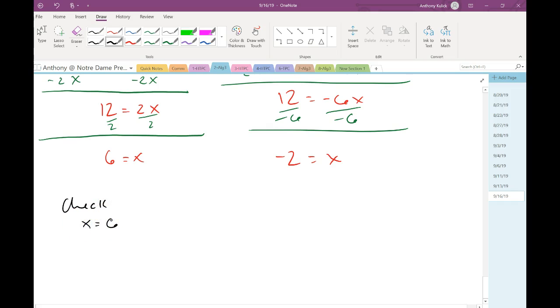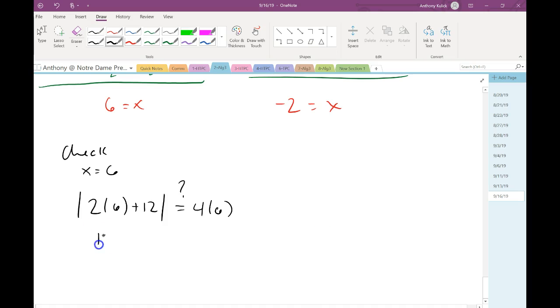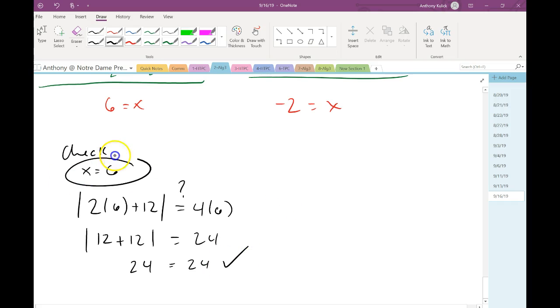So we'll check the x equals 6 part first. So 2 times 6 is 12. 4 times 6 is 24. 12 plus 12 is 24, and the absolute value of 24 is 24. So that answer works.